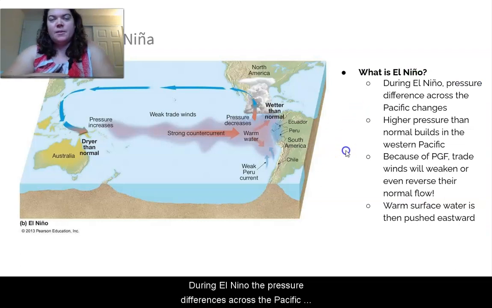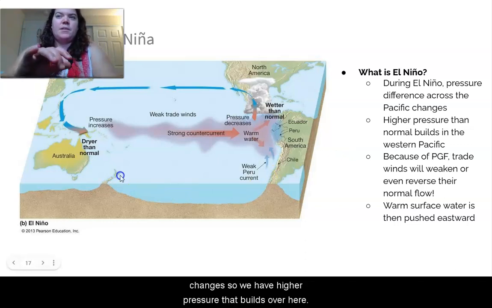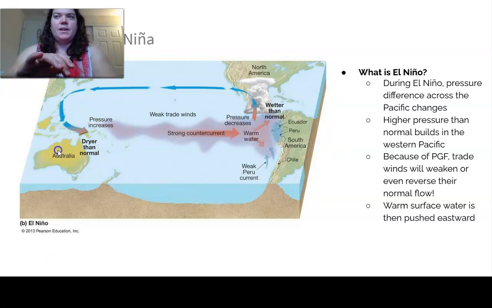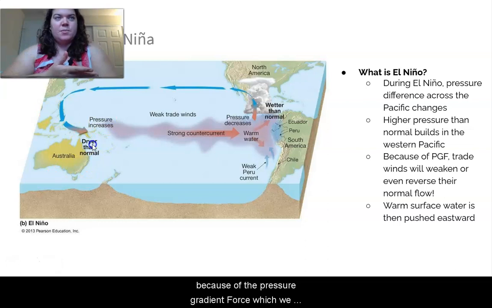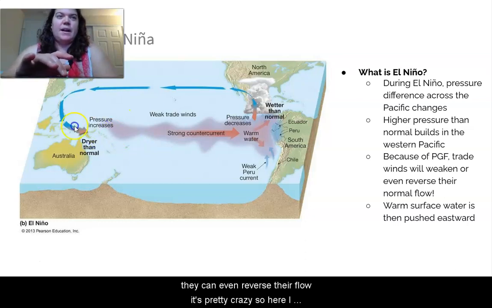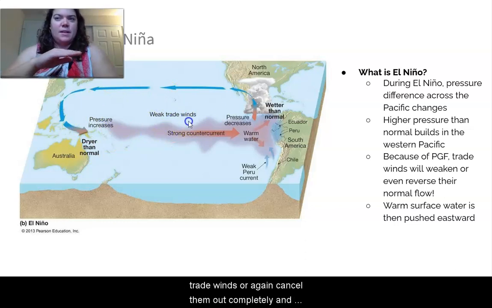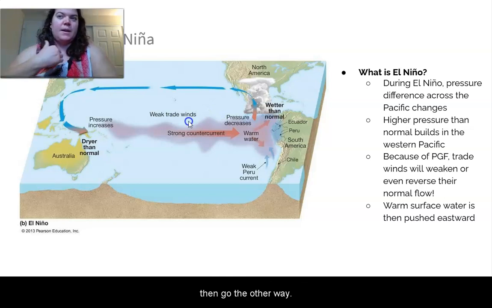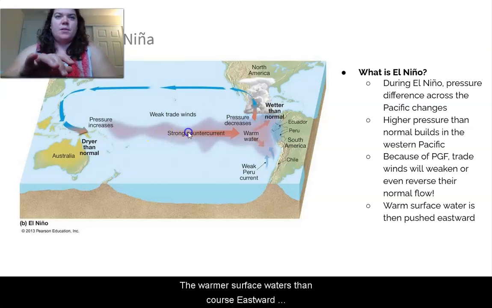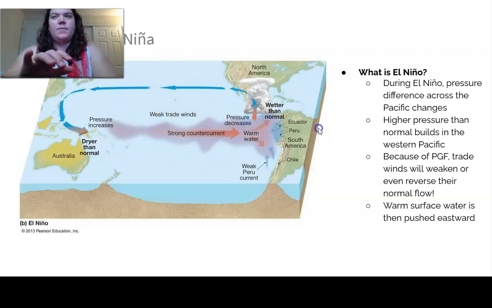So during El Nino, the pressure differences across the Pacific change. We have higher pressure that builds over here, and it builds in the western Pacific, right? Now, because of the pressure gradient force, which we learned in the pressure chapter, trade winds will weaken, or they can even reverse their flow, which is pretty crazy. Here I have to move from high to low, so this will lead to weak trade winds, or again, cancel them out completely and then go the other way. The warmer surface water is then pushed eastward. Remember, normal was over here, so now I'm pushing that water over here.